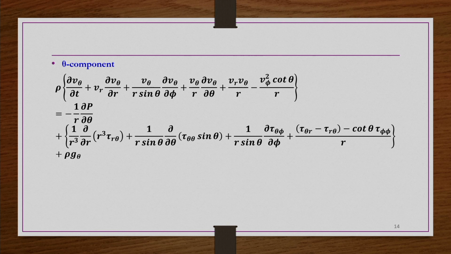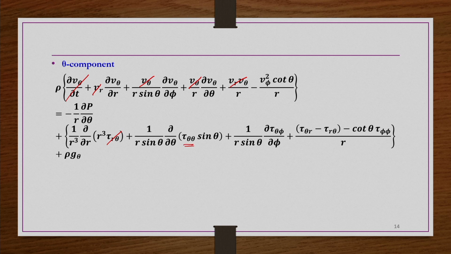Then the theta component of the equation of motion is this one in spherical coordinates. Now we apply the constraints. The first term is 0 because of steady state. Vr is 0, V theta is 0, V phi is not 0, so this term would be there. Pressure we do not know anything about, and this shear stress term is not there.